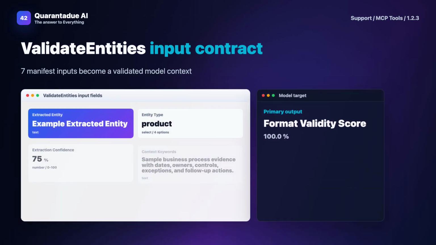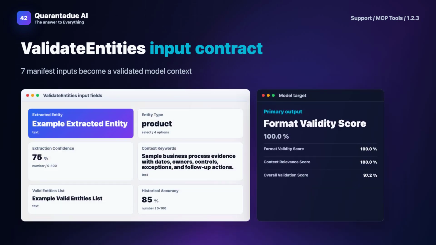The workflow then applies score the entity based on whether it matches the expected format and is present in the valid entities list for its type. Score the entity based on contextual relevance by comparing it with the provided keywords from the ticket context.